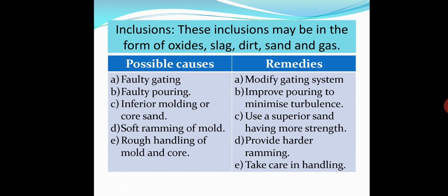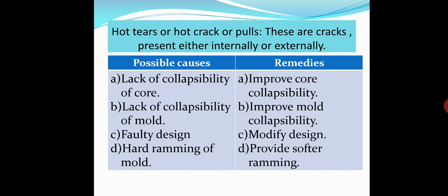To avoid this defect, we have to modify the gating system, improve pouring to minimize turbulence during pouring, use a superior sand having more strength, provide harder ramming and take care in handling of mold and core.